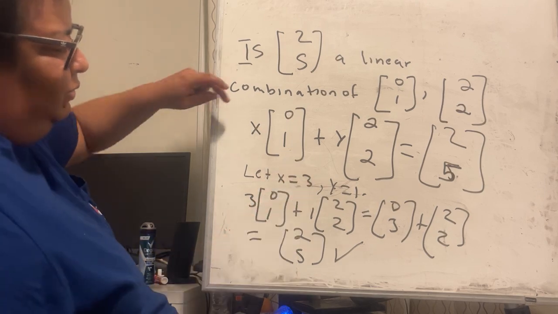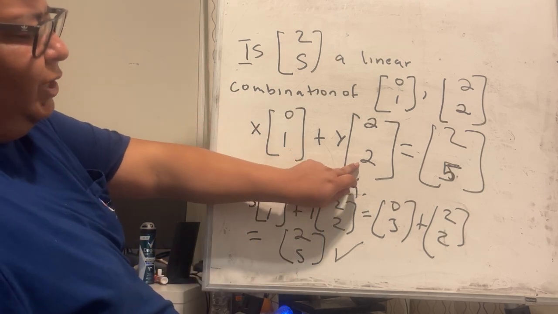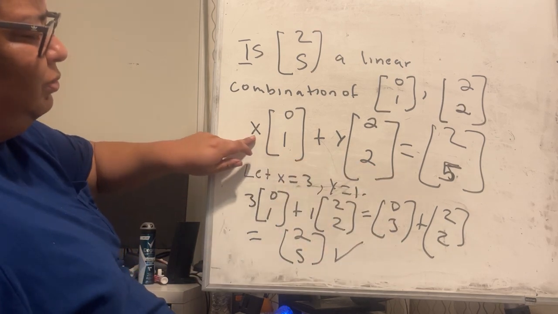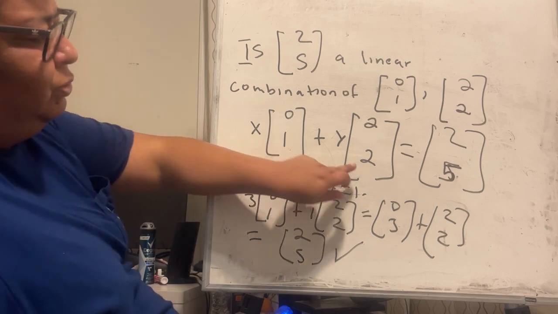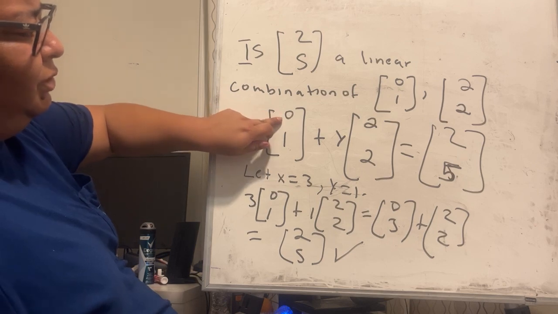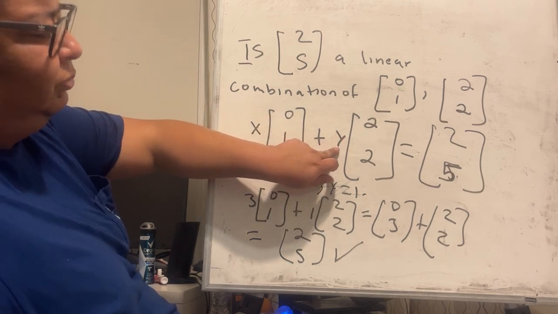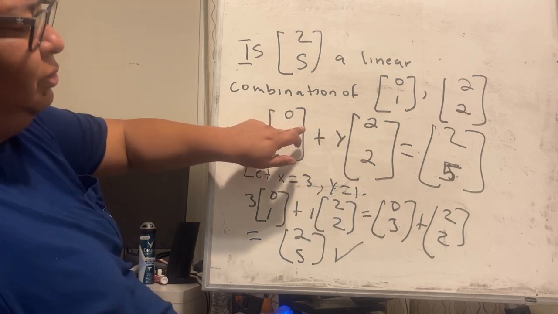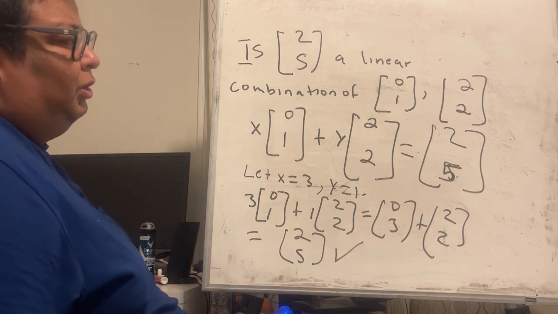I just thought about it because this is already 2, so what can I add to 2 to get 5? I need a 3. So I multiply 3 times 1, and then 3 plus 2 equals 5, and then 3 times 0 is 0. So y has to be 1, because 1 times 2 is 2, and 2 plus 0 is 2. That's how I figured it out. I just thought about it.